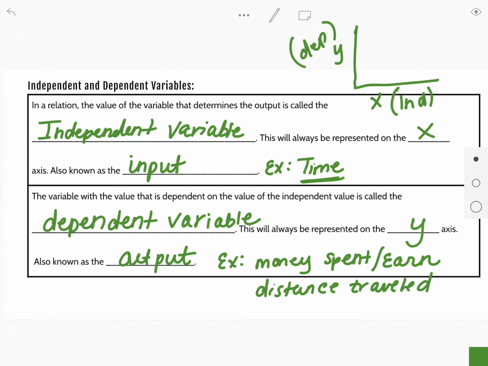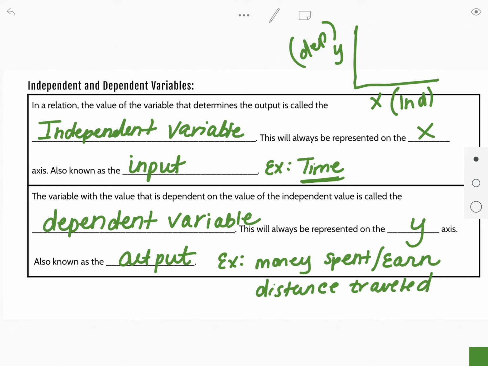So an example where we could talk about independent and dependent variable. If Ms. Heflin has a job at Quick Trip and she makes $10 an hour, the more hours she works, time, the more money she's gonna make, money. Time is independent, and then the money I make is dependent on my time, which is your dependent variable.